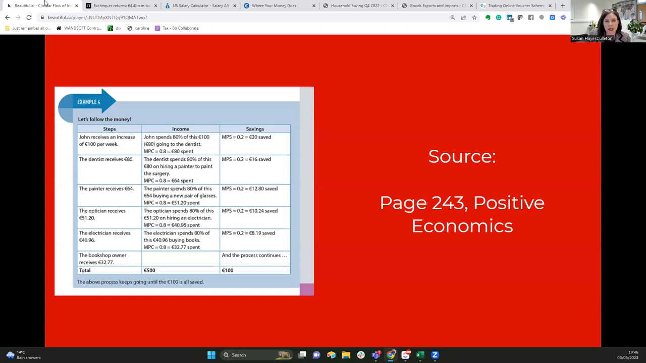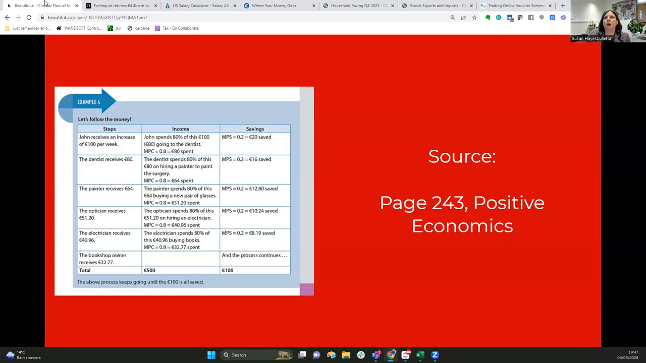Again, they keep 20%. And then the painter receives 64 euros, and then they are going to buy glasses. And then the optician receives 80% of that, and they decide they want to get a new plug in the wall. So they hire an electrician, and they spend 60% of that. And then the electrician buys a book on the way home from work. And then the bookshop owner receives that amount of money, and on and on it goes.